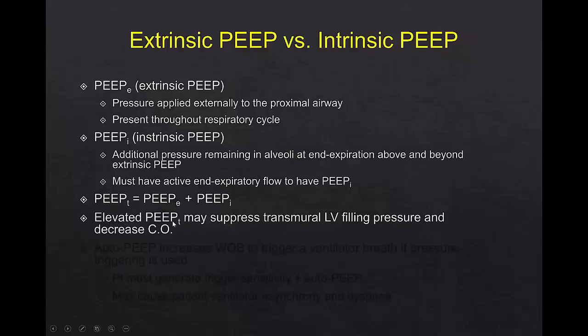Elevated total PEEP is all that the lungs see. At the level of the alveoli, they simply only see the total PEEP. In fact, the alveoli really don't care if the PEEP was extrinsically applied or intrinsically applied. Total PEEP is all the alveoli care about. Elevated total PEEP can be transmitted to the heart, suppress transmural LV filling pressure, decrease cardiac output, decrease blood pressure, and contribute to a shock state.